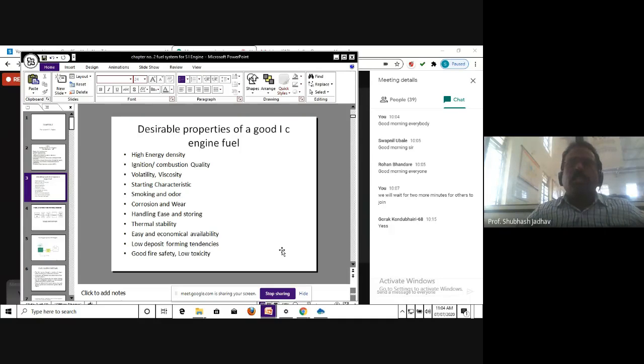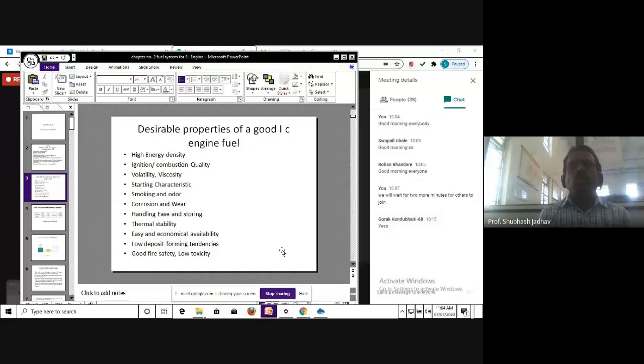Low toxicity. Here we are talking of pollution. Whatever combustion products are produced when we burn that particular fuel, they should not be basically polluting. Whatever we consider as pollutants should not be produced. So those gases should be produced which we don't consider as pollutants. In that sense, it has low toxicity.